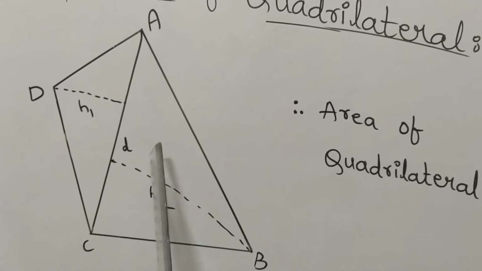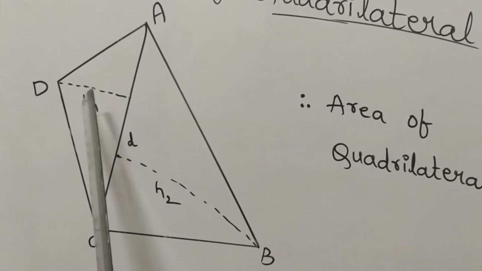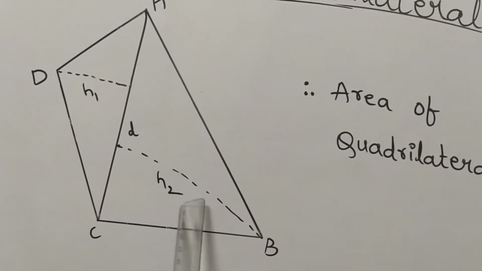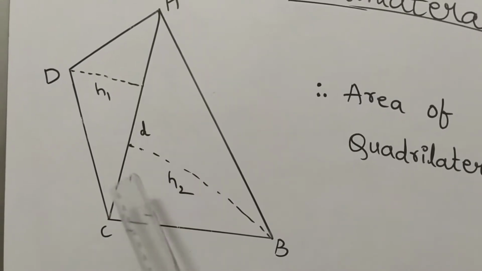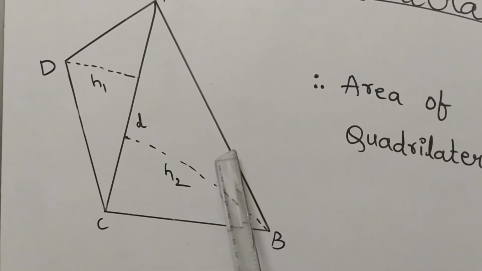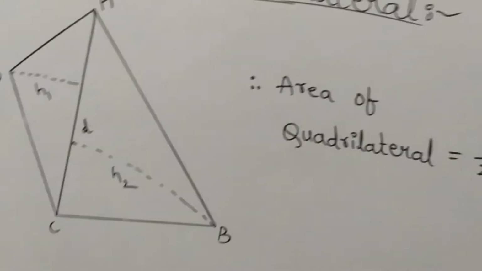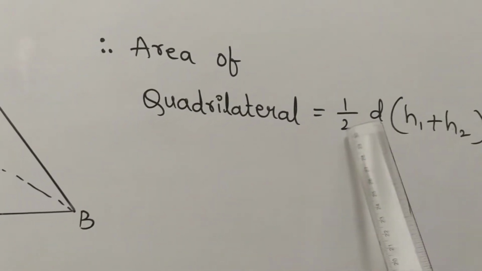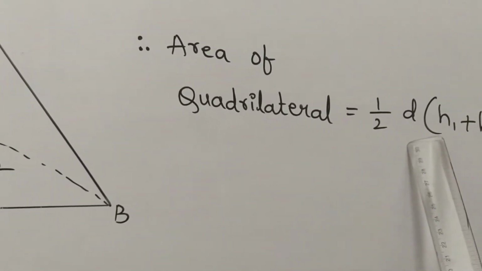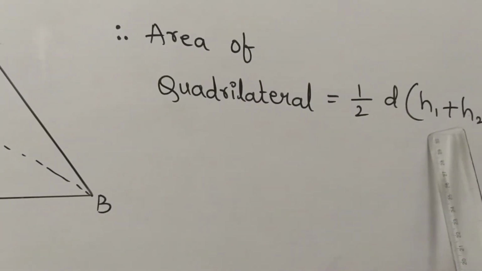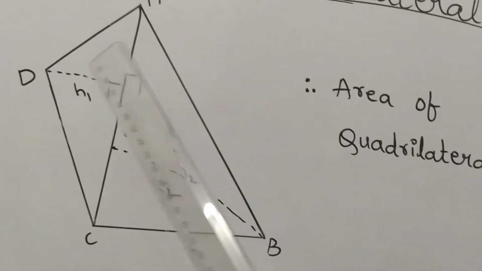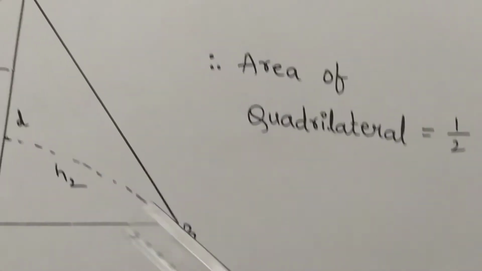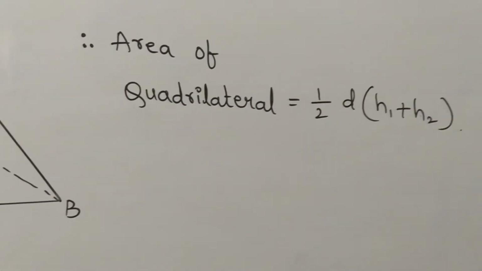Now the heights of the two triangles you have to take like this. The height of triangle ACD is h1, and the height of triangle ABC is h2, and from A to C is one diagonal of this quadrilateral that we are taking. Now the area of the quadrilateral is half into diagonal into h1 plus h2, that is half into the diagonal of quadrilateral ABCD into height h1 of triangle ADC plus height h2 of triangle ABC. This is the area of a quadrilateral.